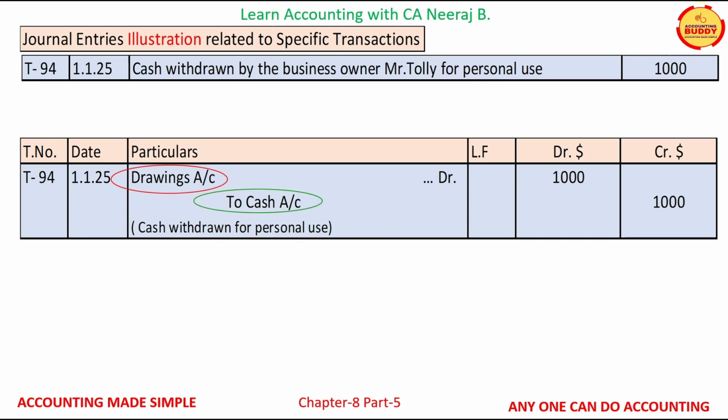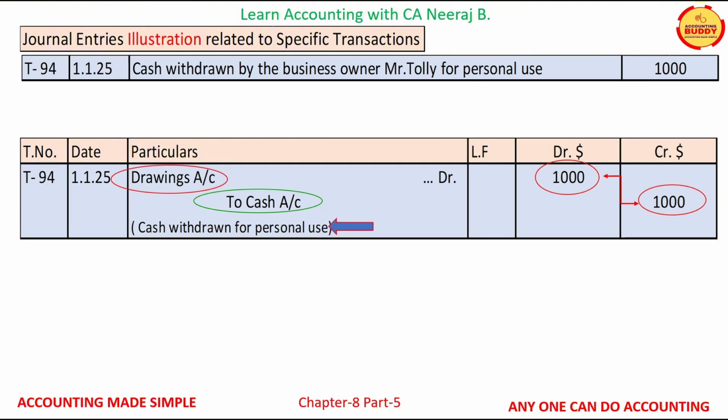Drawings is a personal account and as per personal account rule, debit the receiver. Cash is a real account and as per real account rule, credit what goes out. Therefore, this entry is passed for $1000 by debiting drawings account and crediting cash account along with the proper narration for the entry.